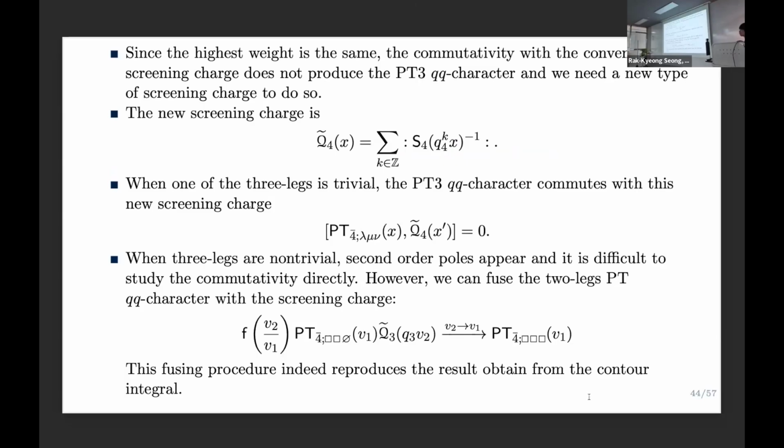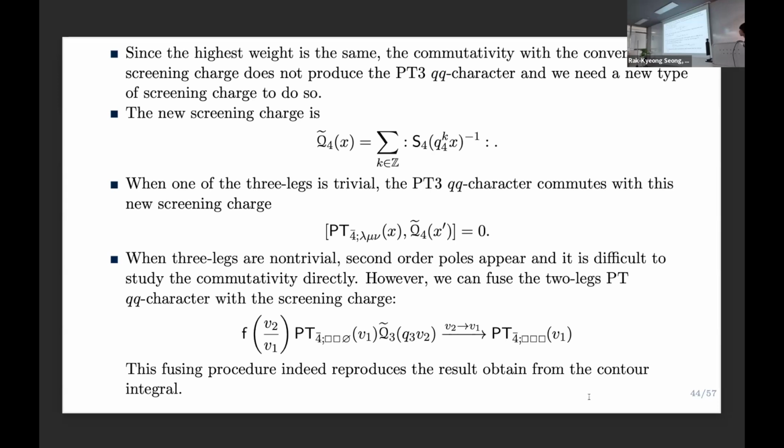And the question is, do you have nice algebraic properties of it? And since the contour integral is all the same, which means the highest weight is also the same. So the question is what kind of screening charge you need. And so you need a new screening charge, otherwise you cannot reproduce the correct QQ character. And the answer is this expression.